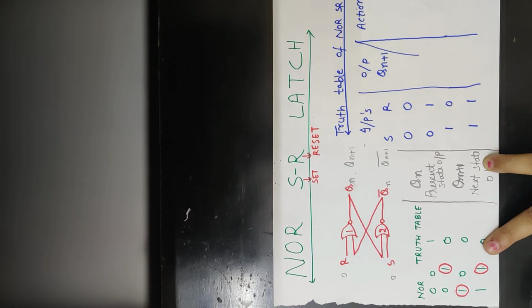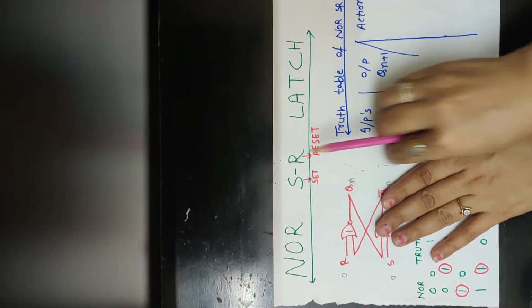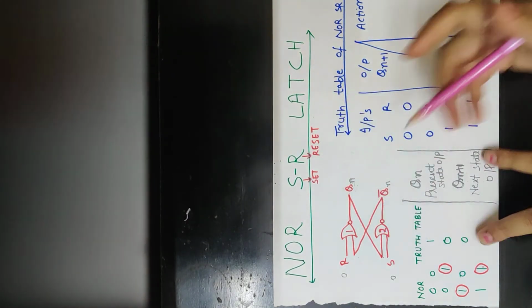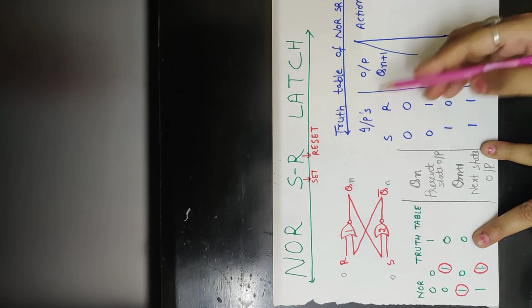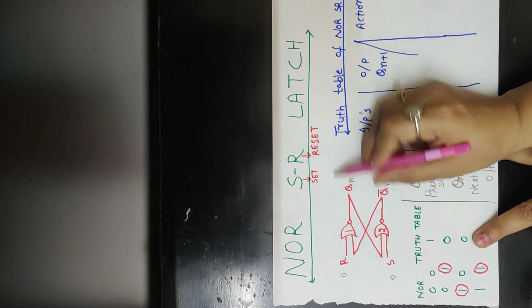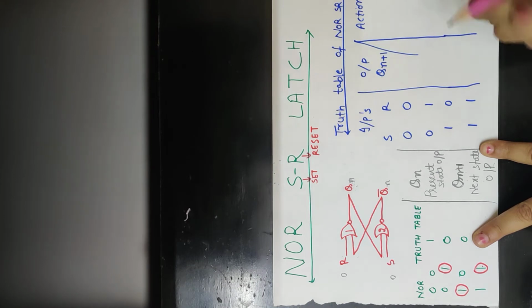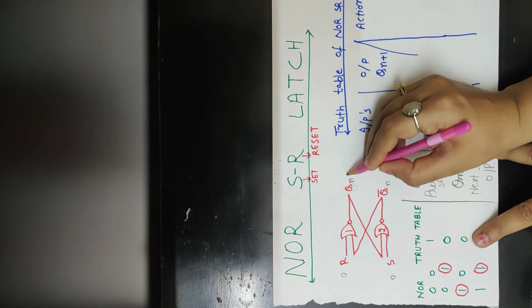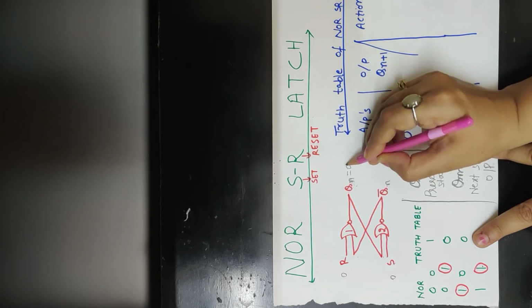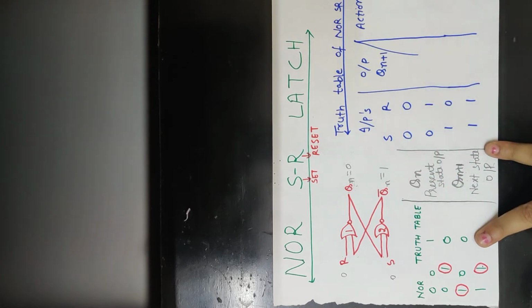Clear? So how will this input condition give the output? When both the inputs are 0, we have to pre-assume some output. We have to assume any data that is already stored in the latch. For example, let's say Qn is 0, pre-stored in the latch. Then obviously Qn bar will be 1.